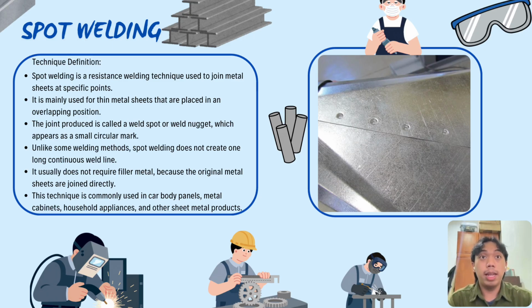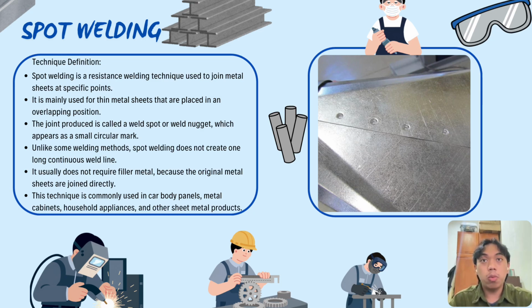My name is Imran Akhil and I will be explaining about the spot welding techniques, specifically the definition, advantages and disadvantages. So let's start with the definition of spot welding. Spot welding is a type of resistance welding. In simple words, it is a welding technique used to join two or more thin metal sheets together.